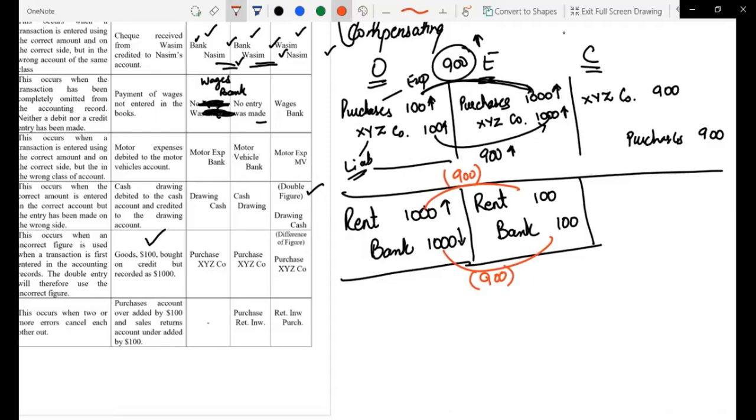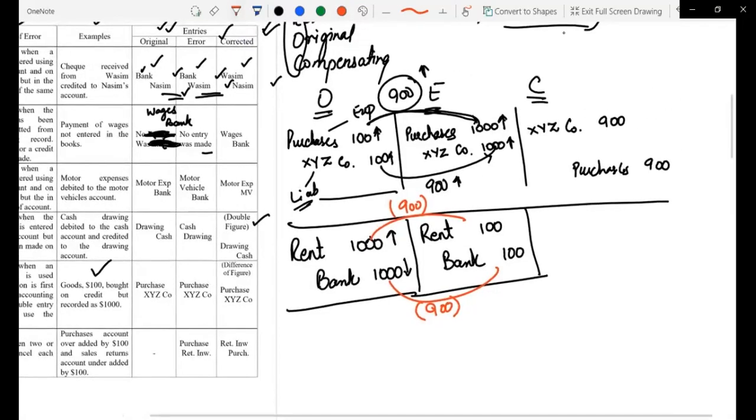So what are we going to do? It means the rent was recorded in a short amount. The figure was short here, so we have to increase it. The bank was also shortly written by 100. We have to increase this by 900. So how are we going to increase it? Beta, the rent will be written on the debit side, the bank will be written on the credit side, and this time the difference of 900 will be written.